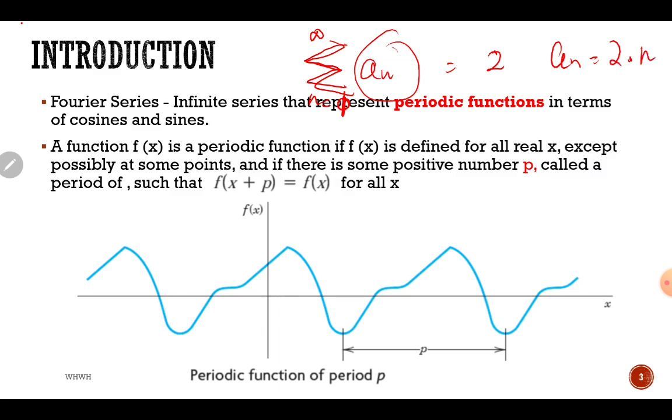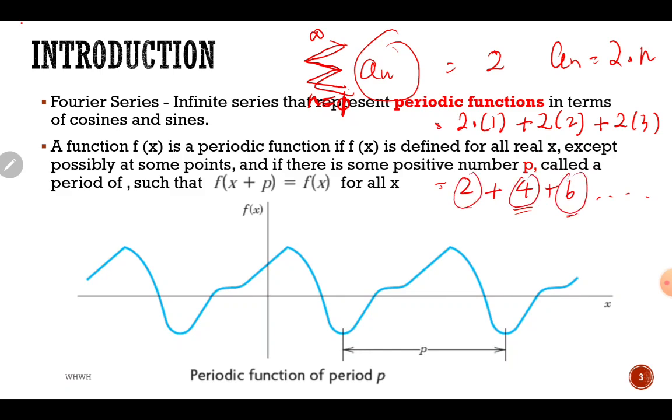2 darab dengan n, so dia akan menghasilkan nombor genap. Betul tak? 2 darab dengan n, sebab n ni kita start dengan 1. So dia akan jadi 2 darab 1 tambah dengan 2 darab 2 tambah dengan 2 darab 3 for example. So kita akan jadi 2 tambah 4 tambah 6 dan seterusnya. So it's a summation of numbers that follow one kind of pattern. Macam sekarang ni pattern kita adalah pattern of nombor genap.